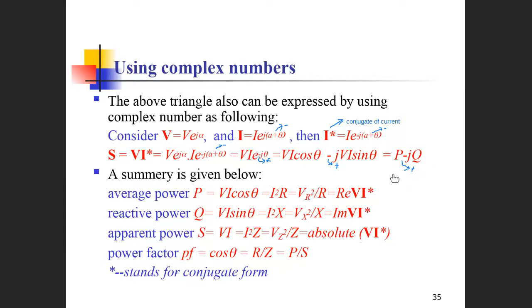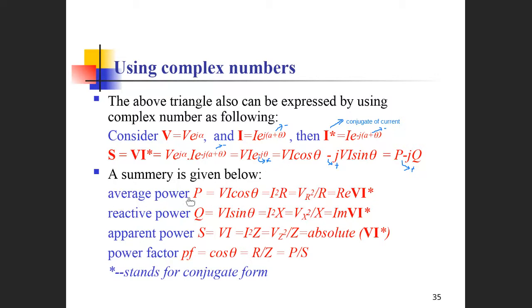P is the average power, Q is the reactive power, and so on. Because here we use the symbols, not the actual angles, it doesn't matter whether it is plus or minus. It depends on the angle values, which may be negative or positive, doesn't matter.